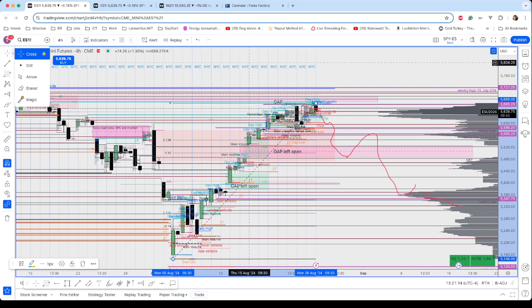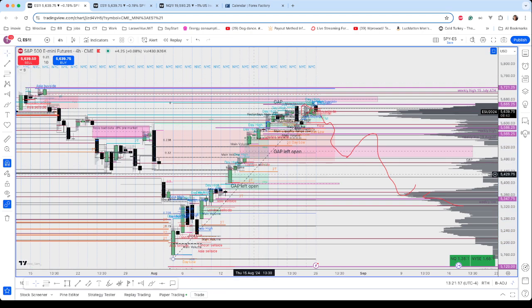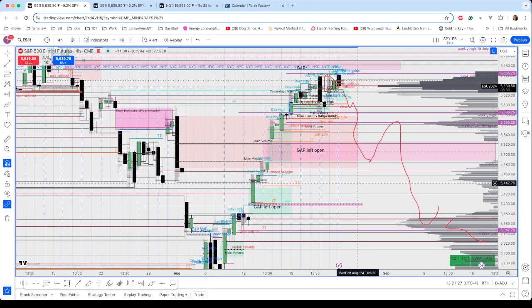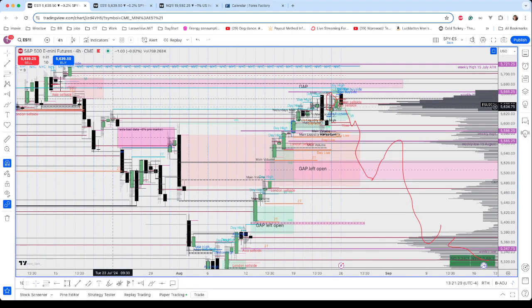So do not marry into the long side because this might not work at this time. Yeah, it looks like they sold into it. And the reason why we're not going higher today.